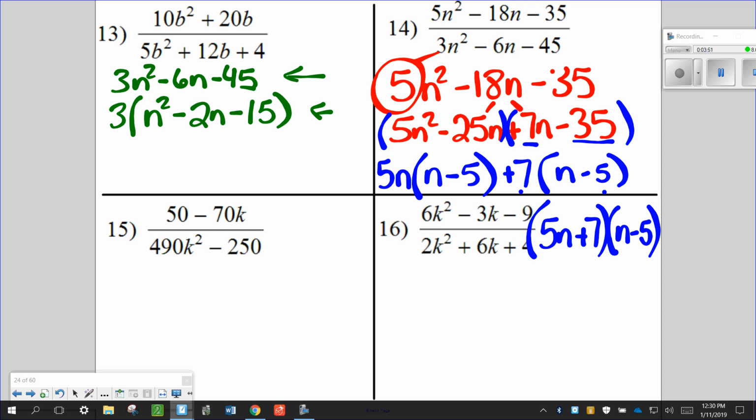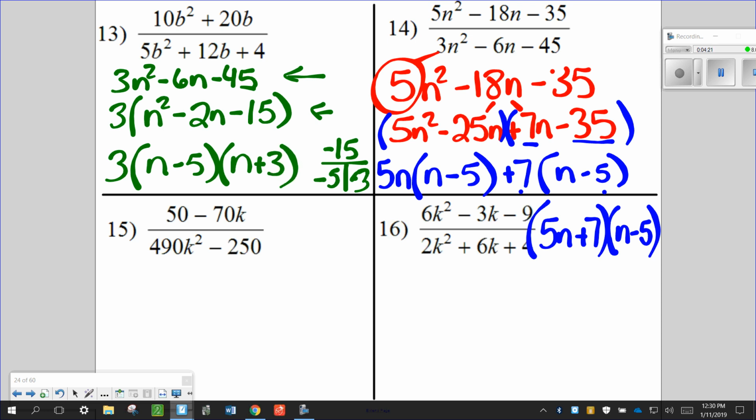All right, now I just need to factor the part that's in parentheses. So since the leading coefficient's 1, I need factors of negative 15 that add up to negative 2. That would be negative 5 and positive 3. So negative 5 times 3 is negative 15, and negative 5 plus 3 is negative 2. So the denominator will factor into n minus 5 and n plus 3. Okay. So now I'll go back over here. This was my numerator, and I will put the denominator here, n minus 5, n plus 3.